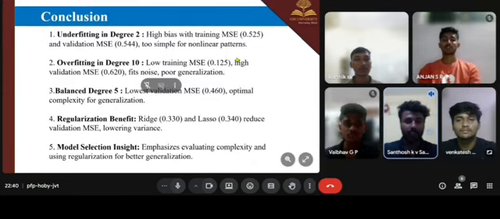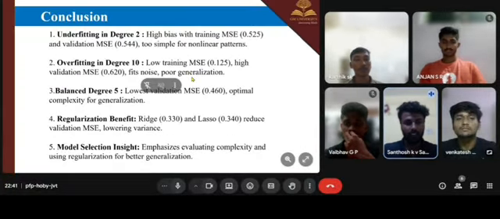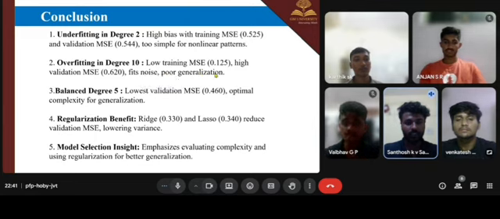Underfitting in degree 2: high bias, with training MSE 0.525 and validation MSE 0.544, too simple for nonlinear patterns. Overfitting in degree 10: low training MSE 0.125, high validation MSE 0.620, fits noise, poor generalization. So balanced degree 5: lowest validation MSE 0.460, optimal complexity for generalization.